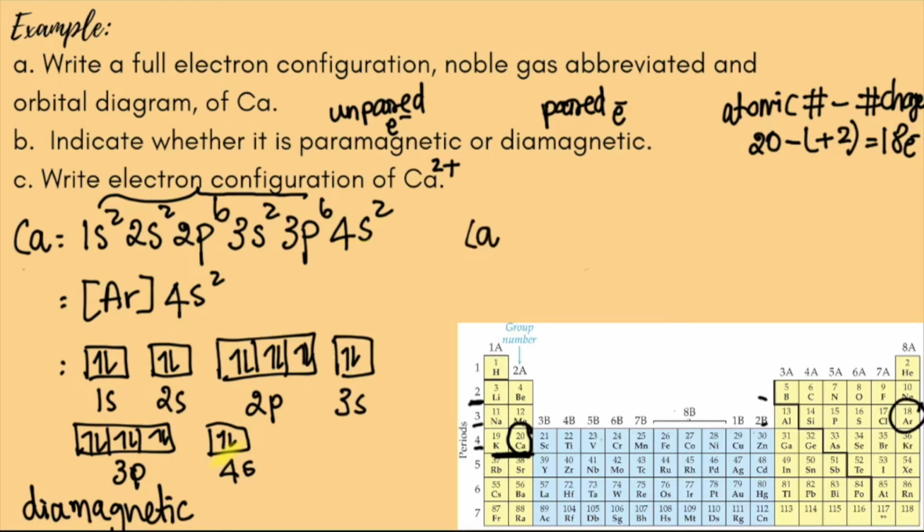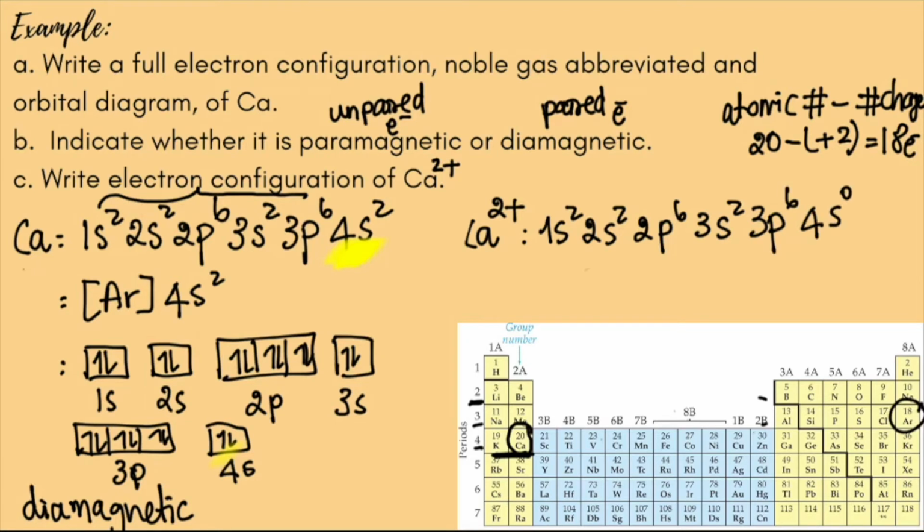So calcium 2+ is going to be similar to the electron configuration of calcium, but we're going to lose 2 electrons from the highest energy level, which is the 4s level. Since 4s has 2, we lose 2 from there. So we would get 1s2, 2s2, 2p6, 3s2, 3p6. You can write 4s as 0, but that's not necessary. Usually we don't write it. So that's the electron configuration of calcium 2+.